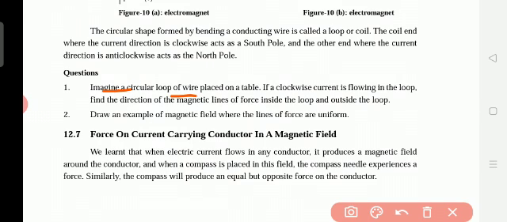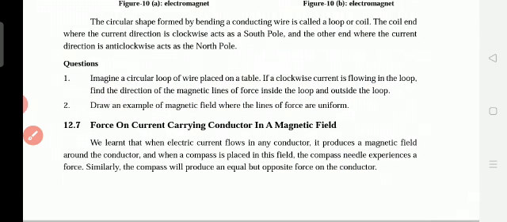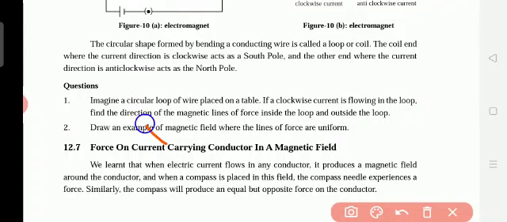Imagine a circular loop of wire placed on a table. If a clockwise current is flowing in the loop, find the direction of the magnetic lines of force inside the loop and outside the loop. Inside the loop, the magnetic lines direction will be clockwise. On the north side it is anti-clockwise. Anti-clockwise means the opposite of the clock's direction. Inside this one it will go like this, around like this it will go, but anti-clockwise, from behind it will come. So this is anti-clockwise.